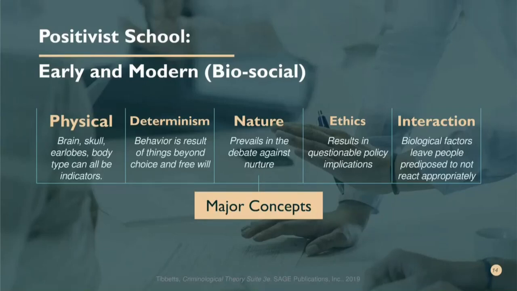So there's this determinism element where it's not free will, and it's not necessarily people being possessed or anything, but people are born and predisposed to commit crime for a number of reasons. A main theory that Lombroso had was called atavism, where he felt that certain individuals were kind of this evolutionary throwback to unevolved human beings, and that's why they committed crime. So there's a nature focus as well. And then when you think of that, there's obviously this ethical aspect of it as well, and I'll talk about that a little bit in a moment.